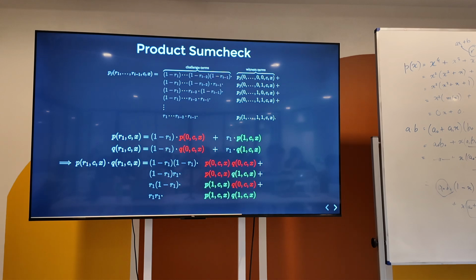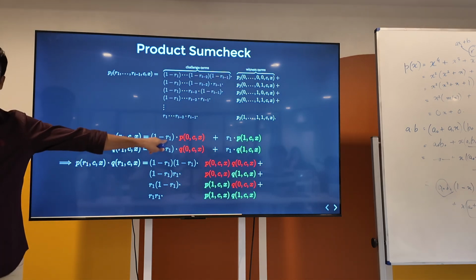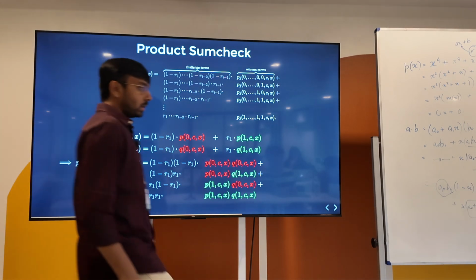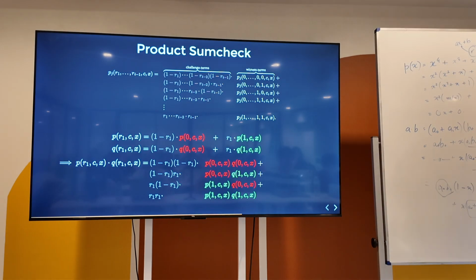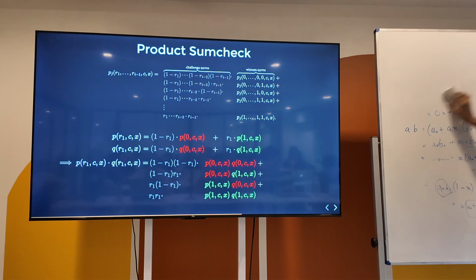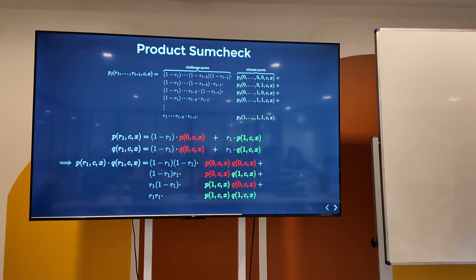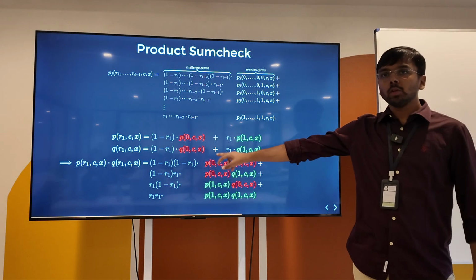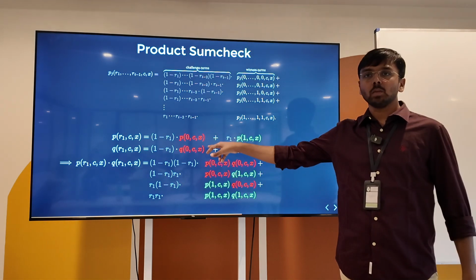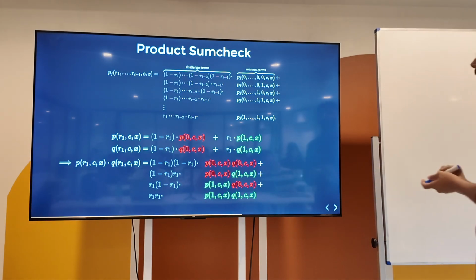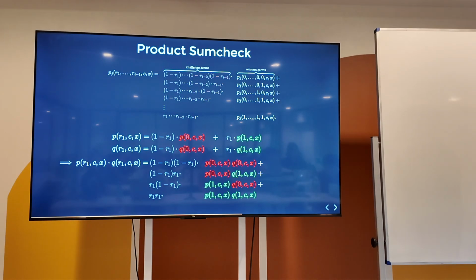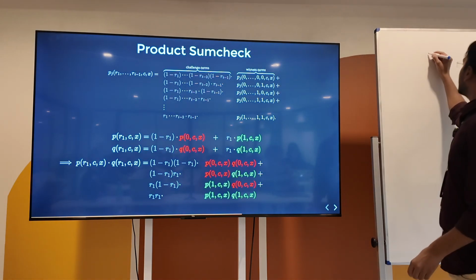Correction. Where does the 1 minus R1 come from? This one? Yeah. So this is the definition of multilinear extensions. It just comes from the Sumcheck challenge. R1 is the Sumcheck challenge, but you are asking where does this 1 minus R1 come from? Yeah. Isn't one part R1 and the other part 1 minus R1? Yes, exactly. So I think I understand.